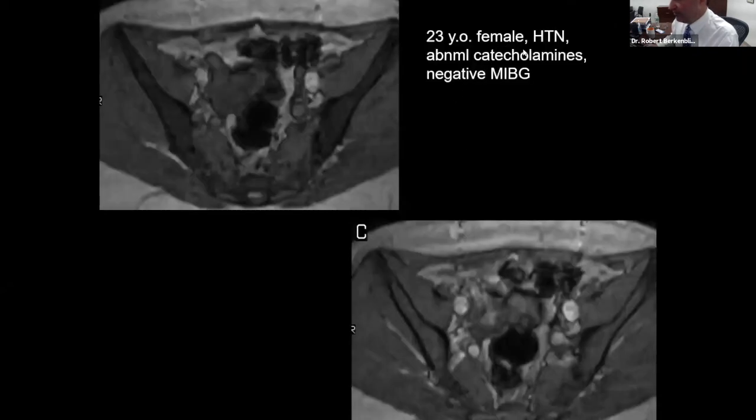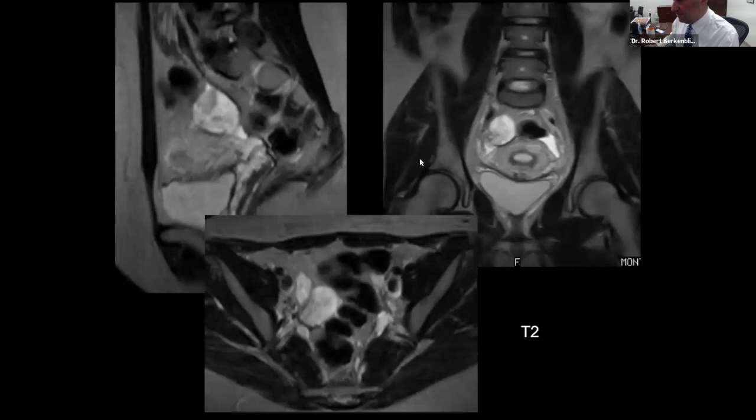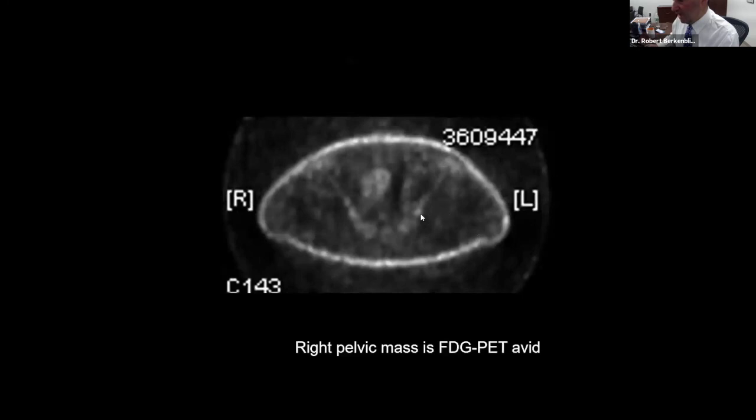Here's a 23-year-old female with hypertension and abnormal catecholamines, but they had a negative MIBG. They were having pelvic pain as well, and a pelvic ultrasound showed a right adnexal mass. We see that here on T1. We see heterogeneous enhancement in this lesion on post-contrast. On the T2s, we see very high signal intensity in this lesion. They then went on for a FDG PET study, which was avid in this region. And at surgery, this was an extra-adrenal paraganglioma.